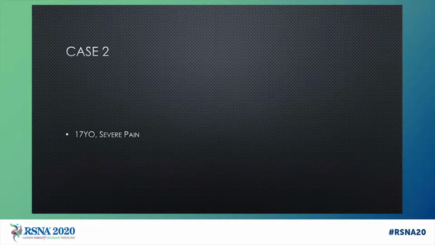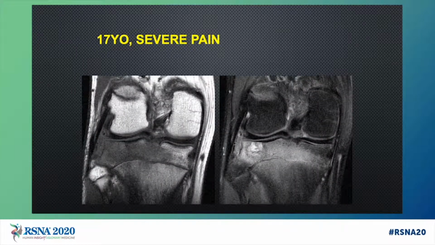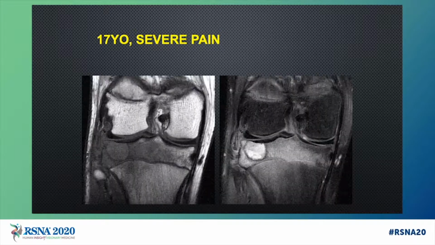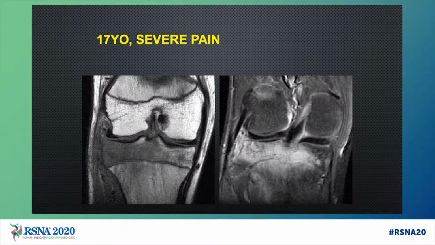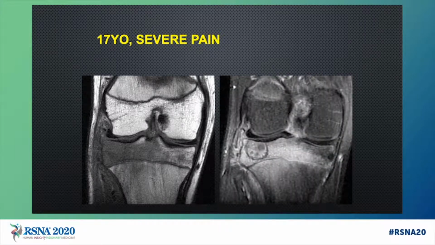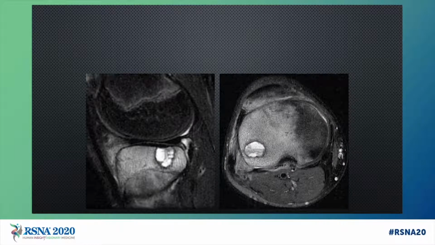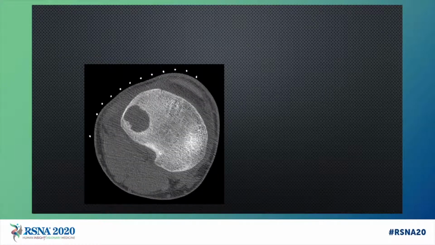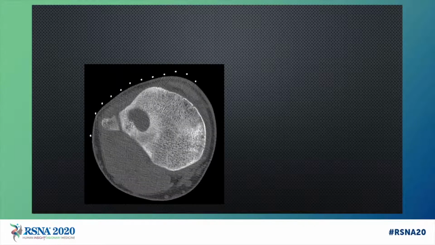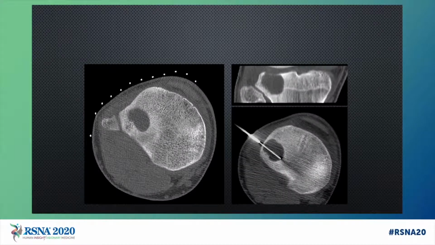The second case is a 17-year-old with severe knee pain. There's a lesion at the epiphysis at the lateral tibial plateau with extensive bone marrow edema visualized on MRI. Note that the edema fades out, and this is typical of irritative lesions, such as in this case. This is an example of chondroblastoma. On CT in the same patient, there is sclerosis fading out, also indicative that the lesion is irritative. These lesions can be ablated thermally.